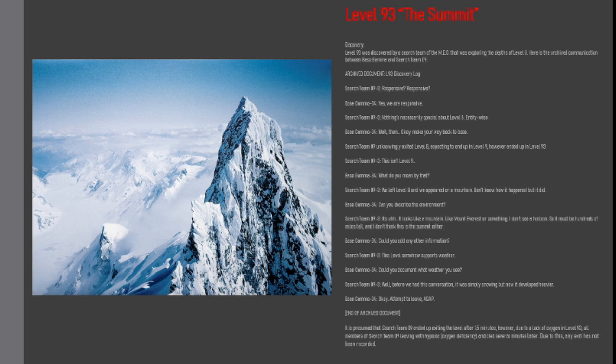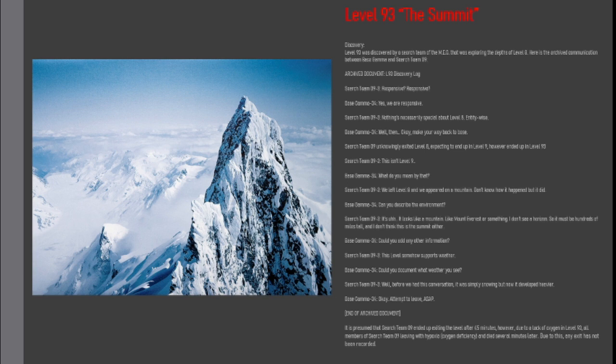Search Team 093, this isn't level 9. Base Gamma, -34, what do you mean by that? Search Team 093, we left level 8 and we appeared on a mountain. Don't know how it happened but it did. Base Gamma, -34, can you describe the environment? Search Team 093, it looks like a mountain. Like Mount Everest or something. I don't see a horizon. So it must be hundreds of miles tall, and I don't think this is the summit either.